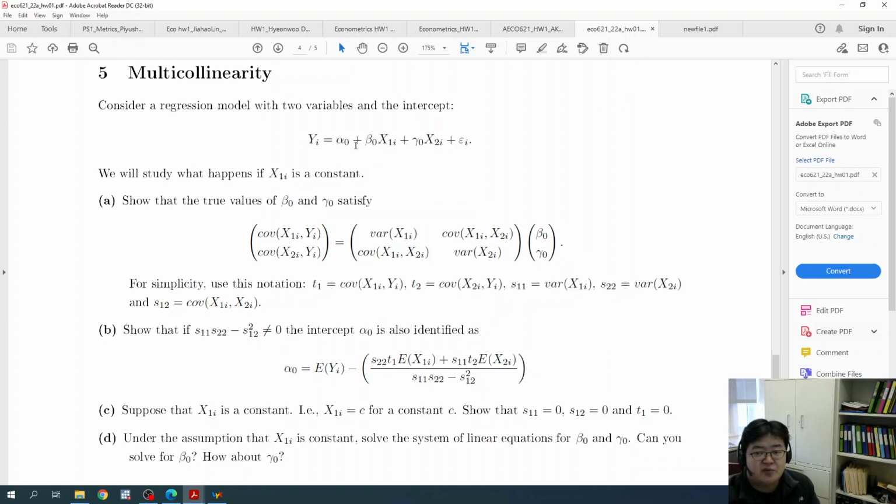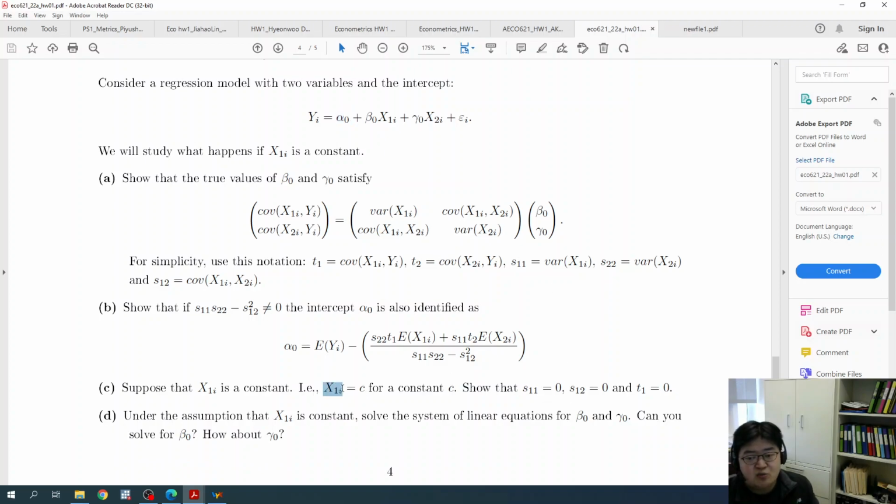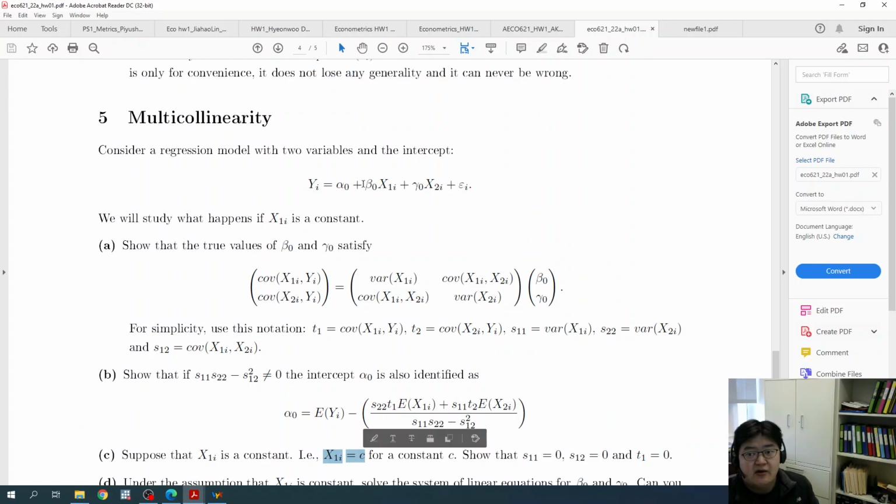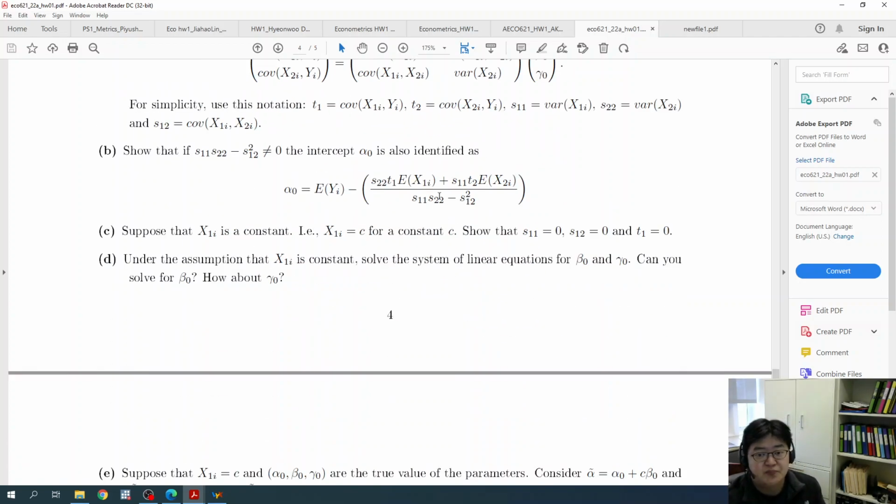But for tractability, I intentionally make one of the variables a constant, and most of you have done well. But the conclusion is, even if x1 is c, you cannot distinguish alpha 0 and beta 0, right? x1 is constant, multicollinear with the constant. Then the question is what happens to x2? My answer is gamma is identified. There is no problem on gamma. That's what I want to say here.